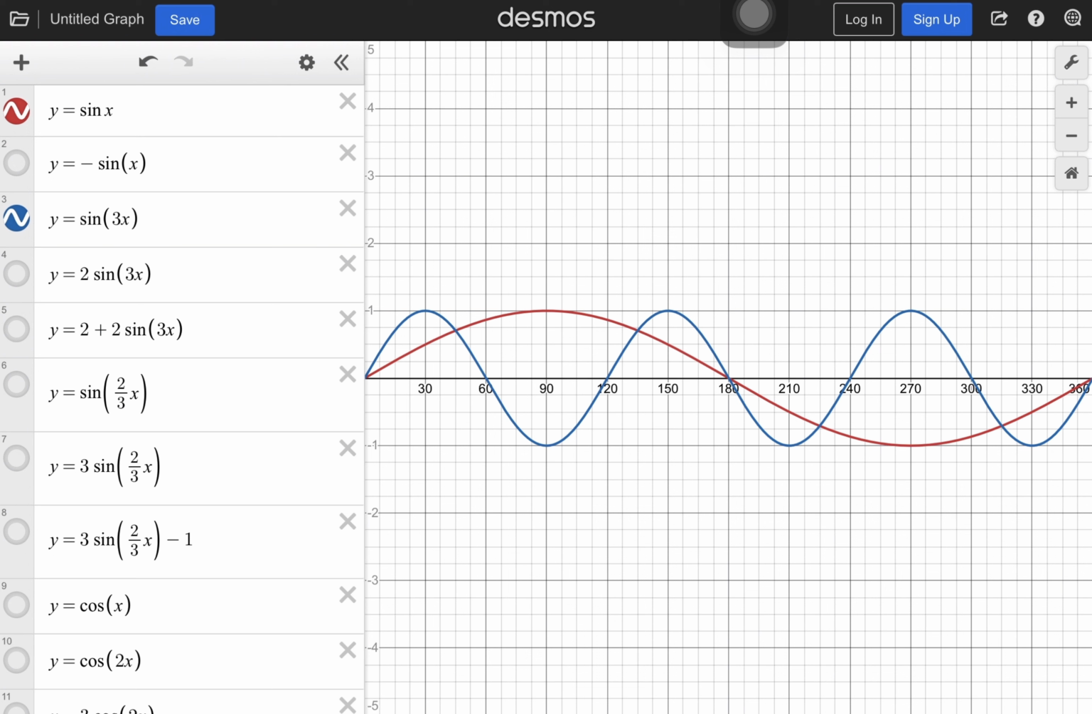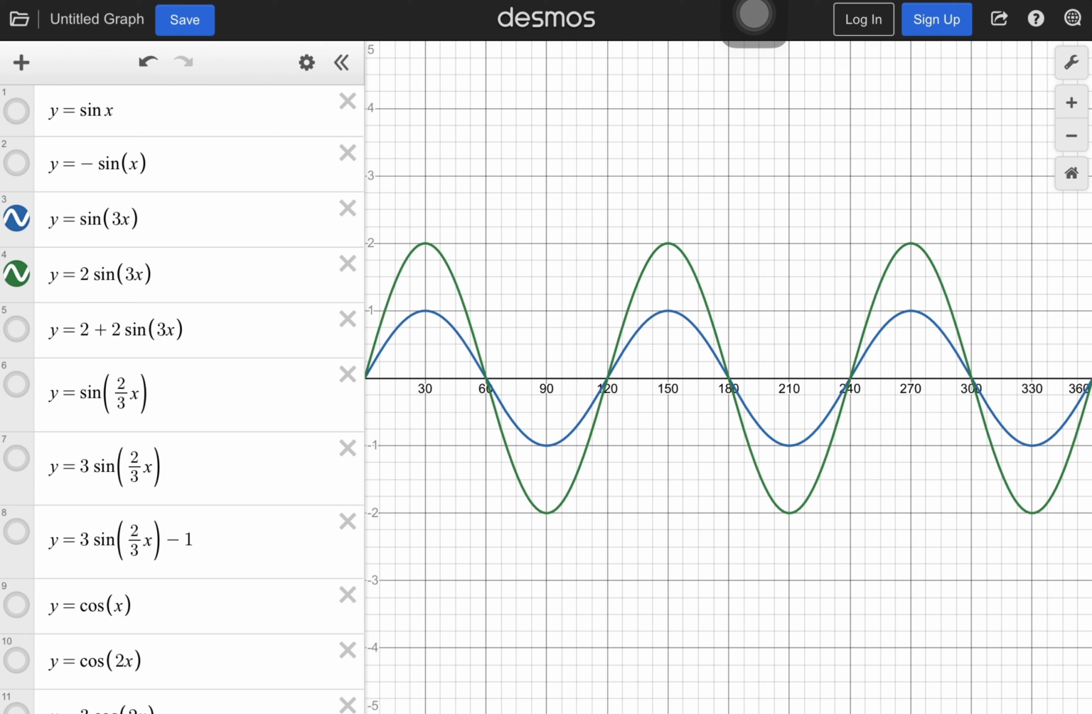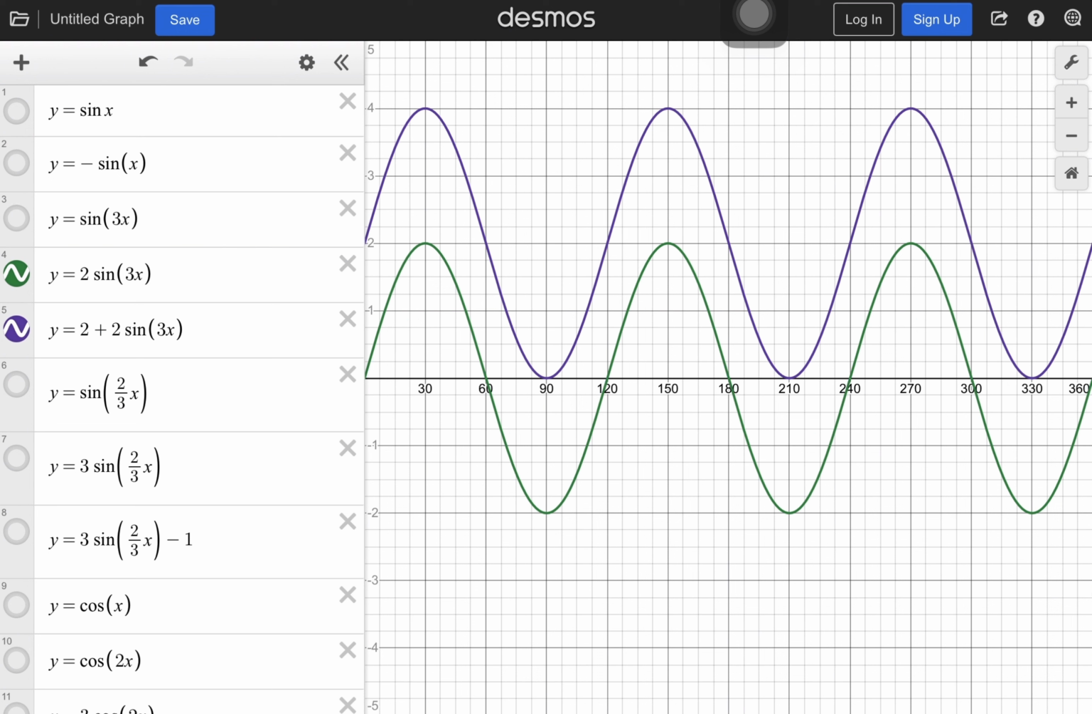Now let's change the amplitude. Y equals 2 times sine 3x. The graph stretches vertically. The amplitude is now 2. Next, apply a vertical translation. Y equals 2 plus 2 sine 3x. The whole graph shifts upward by 2 units. The midline is now y equals 2. And the graph ranges from 0 to 4.